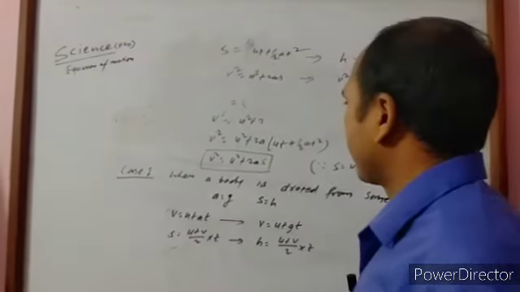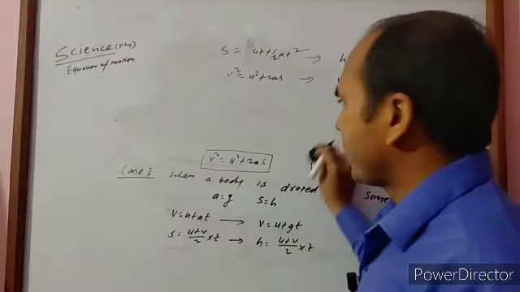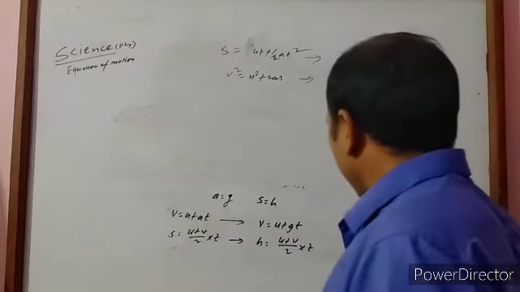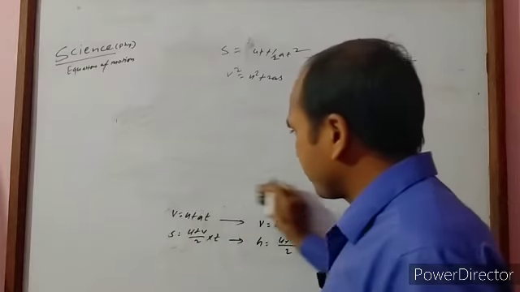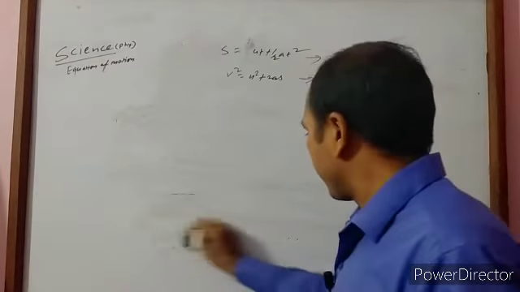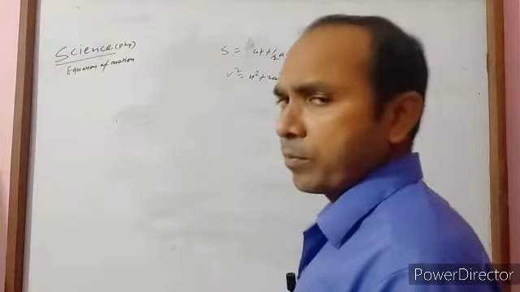Here g is not negative, because when the body falls toward the surface of earth, the motion of the body is in the direction of the gravitational force, means the direction of the force of gravity, that is acceleration due to gravity, and so g we have to take positive.